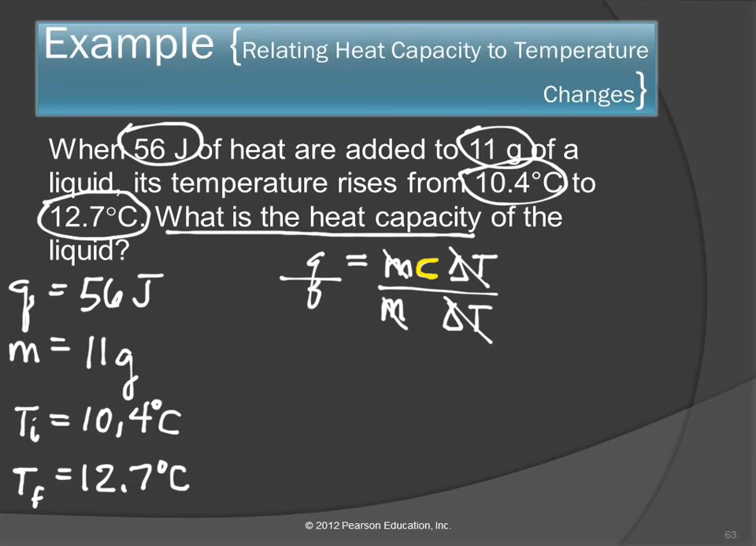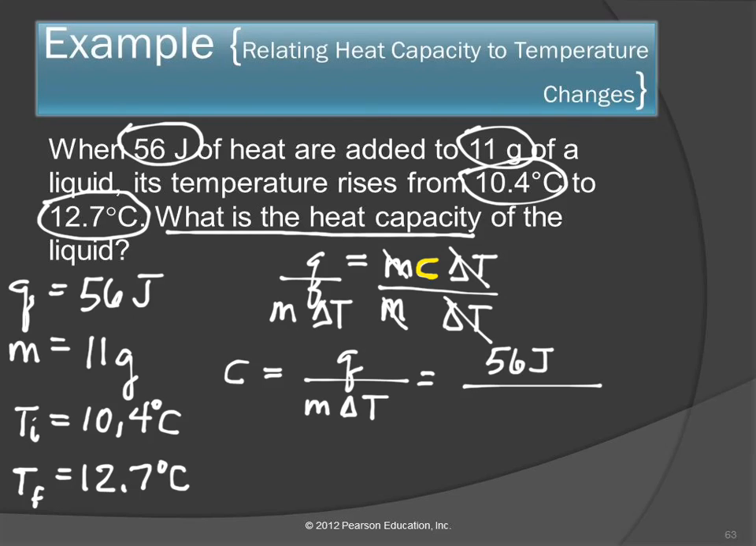We do the same thing over here. M and delta T. Now we have an equation. C equals Q over m delta T. So we can plug in our Q, which is 56 joules. We've got our mass, which is 11 grams. And delta T is, maybe we should figure that out, huh?